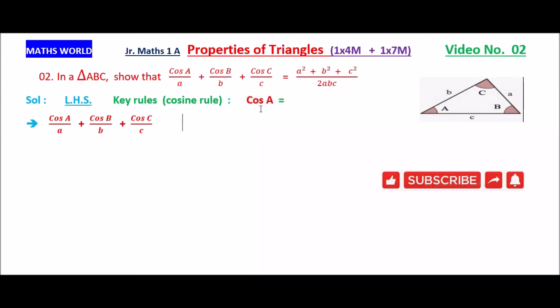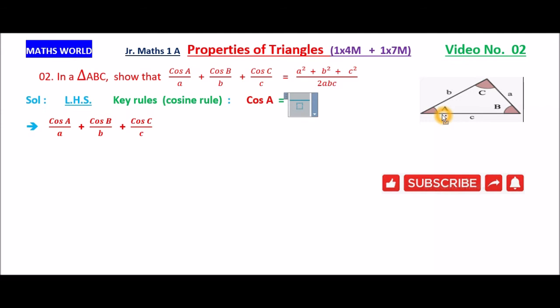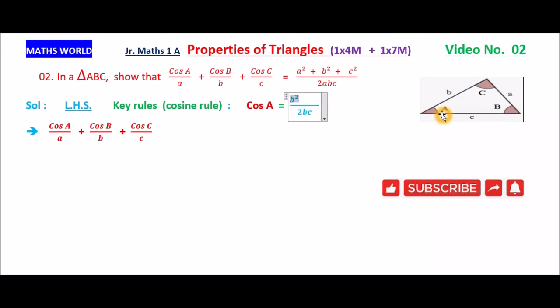So, cos A is equal to the sum of the squares of adjacent sides. These two are adjacent sides: B square plus C square, minus the square of the opposite side, A square, divided by 2 into BC. Understand now? Cos A is equal to B square plus C square minus A square divided by 2BC.